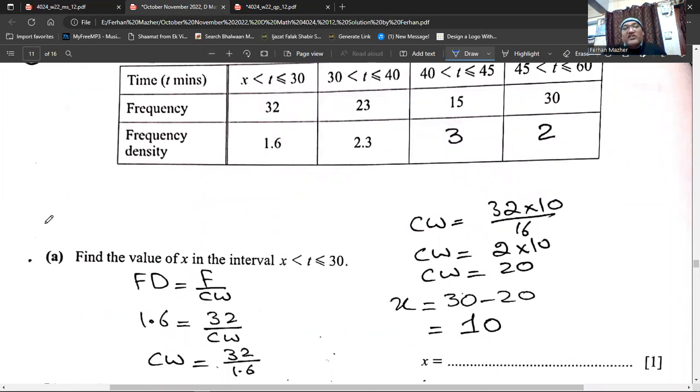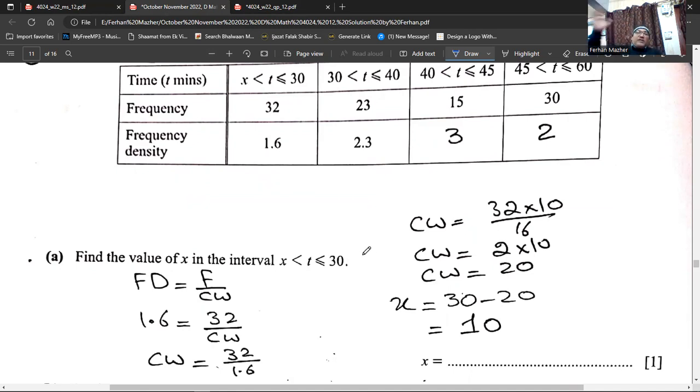The frequency is 32. The class width, we don't know. So the class width will be equal to 32 divided by 1.6. So the class width will be equal to 32 multiplied by 10 divided by 16. 16 ones are 16, 16 twos are 32, so 2 into 10, that's 20. So now the class width is 20.